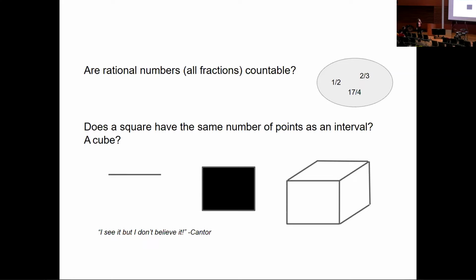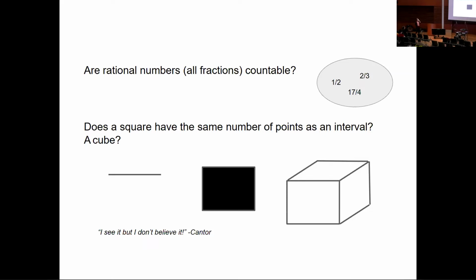And here's the other question. Does a square, so I'm imagining a solid square, have the same number of points in it as an interval? Or are there more? Or a cube, does it have the same number of points in it as the interval, that little straight line there?